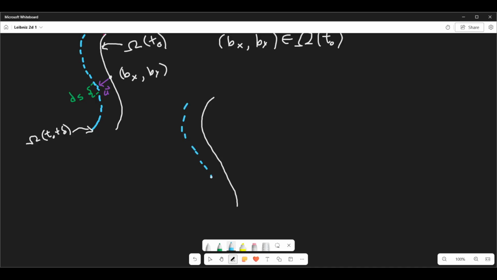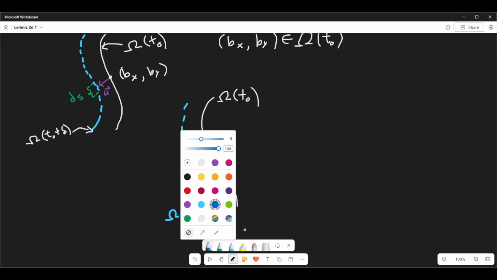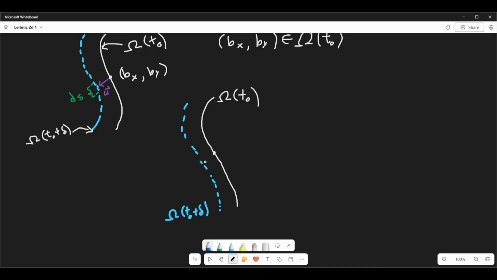Well, it's supposed to be the same figure. So this is omega t plus delta, and this is omega t naught. And I've got some point here. So there's basically a distance across here, which is basically that distance, and that'll be delta.